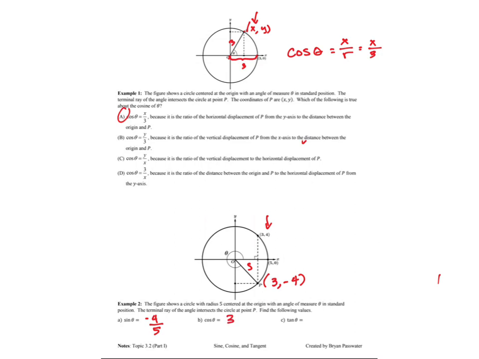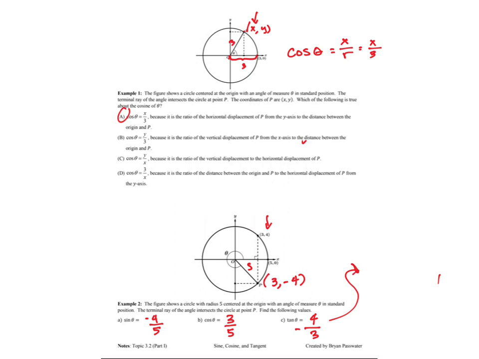So this one, cosine theta is going to be 3 over 5. 3 over 5. Good. x over r. And this one, and then is it x over y, y over x? Opposite over adjacent. y over x. Rise over run. Yeah, 4 over 3. Positive or negative? Negative 4/3.